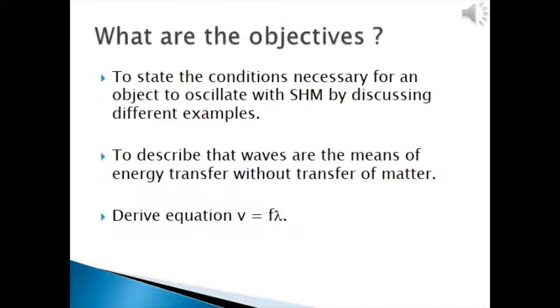First of all, we will discuss the objectives of this chapter. Number 1, to state the conditions necessary for an object to oscillate with simple harmonic motion (SHM) by discussing different examples. Then, to describe that waves are the means of energy transfer without transfer of matter. And last, number 3, derive the equation v = fλ.